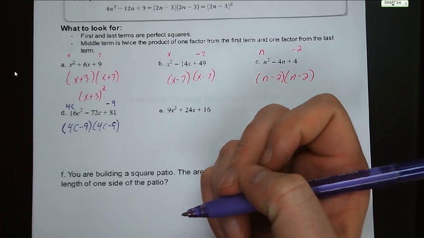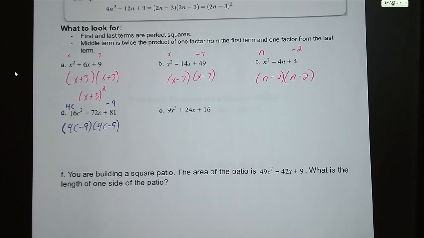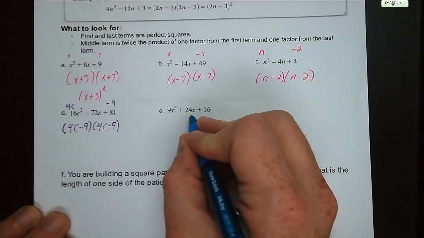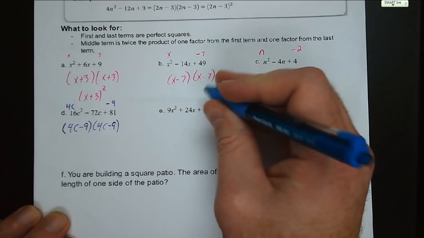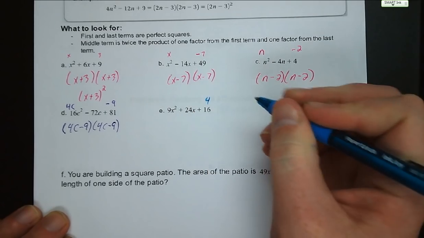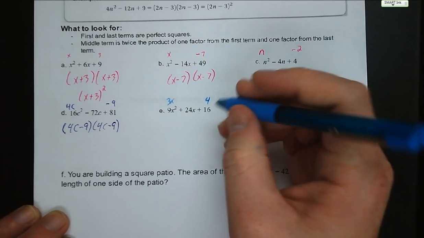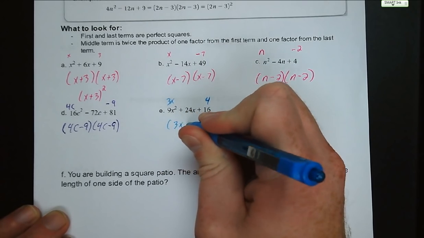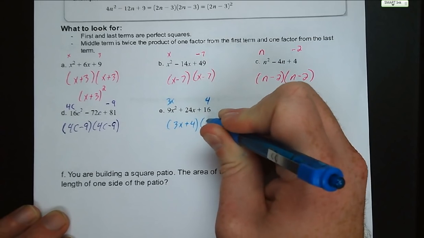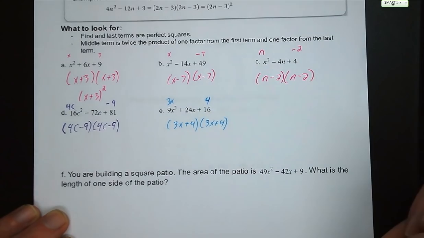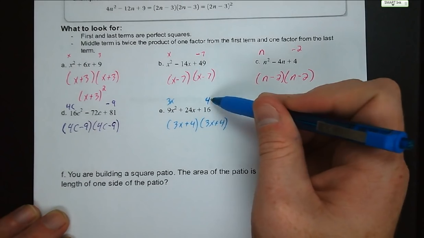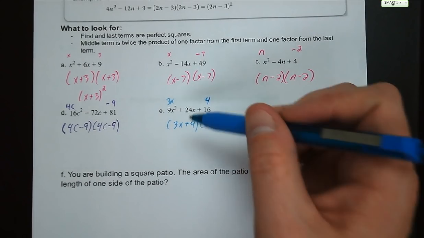Okay? And as with everything that we've done this half of the unit, you can always distribute and use FOIL and make sure you've got the right values. Okay. Letter E, we have 9x squared plus 24x plus 16. Well, 16 is a perfect square. That's just 4 times 4. 9x squared, that's a perfect square. That's just 3x. So our factors are 3x plus 4, 3x plus 4. Oh, I forgot to double check. 3x times 4 is 12x, times 2 is 24x. Okay.